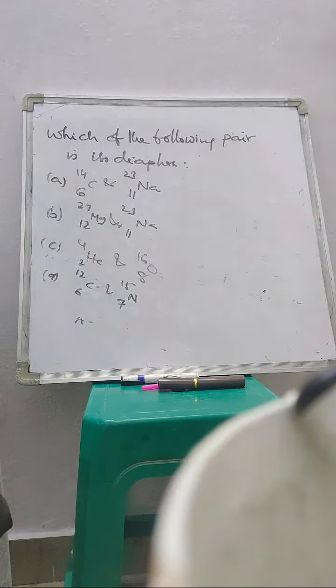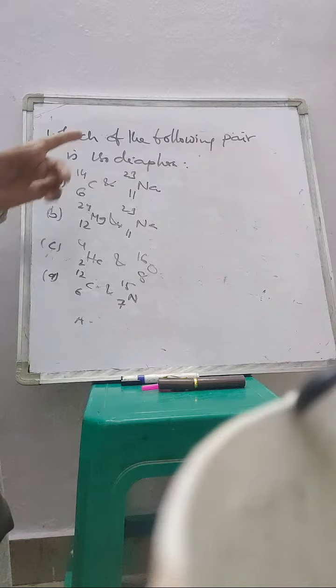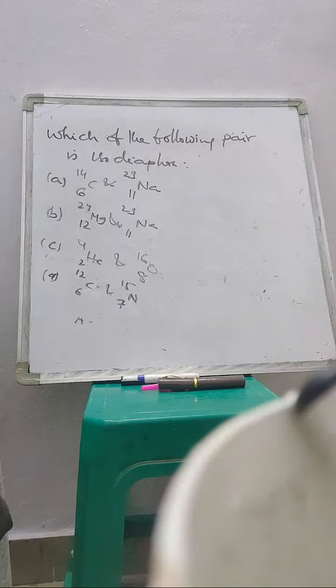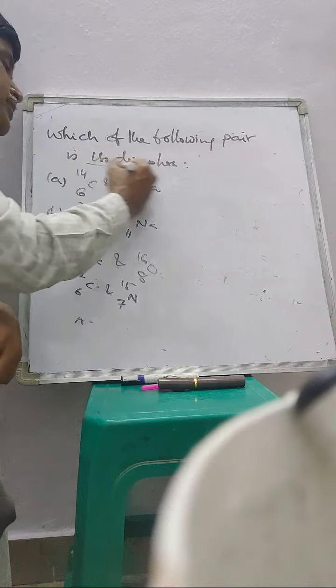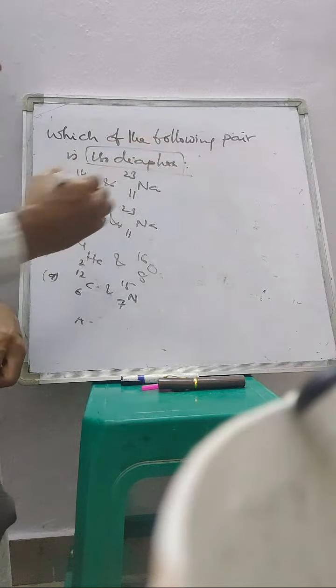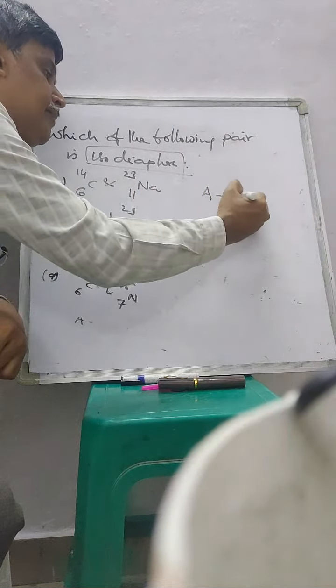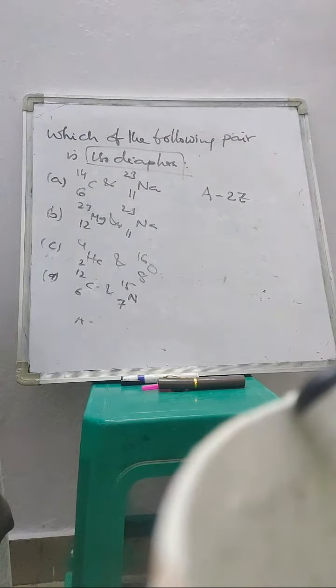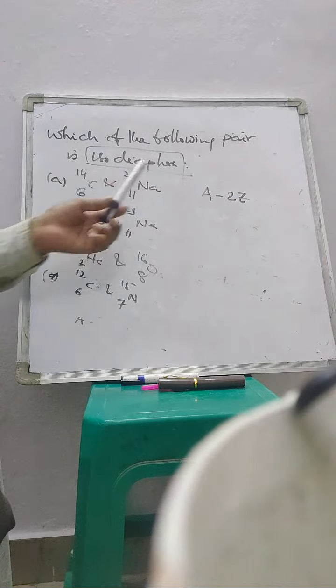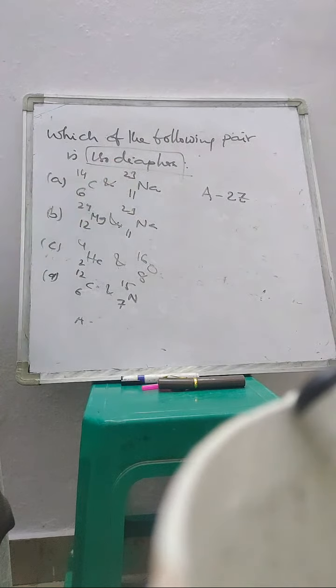The question may be asked like this: which of the following pairs is isotopes? Which is isobars? Which is isotones? Here the question is asked for isodiaphers. Isodiaphers means the species having the same A minus 2Z value.